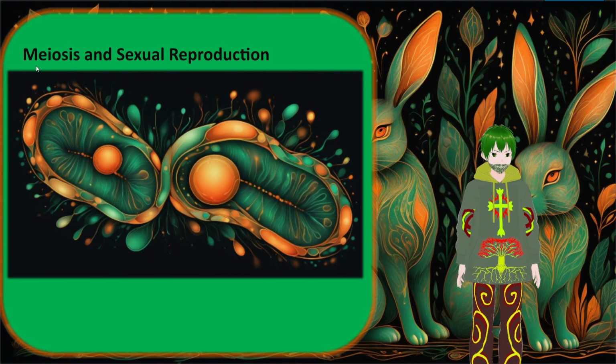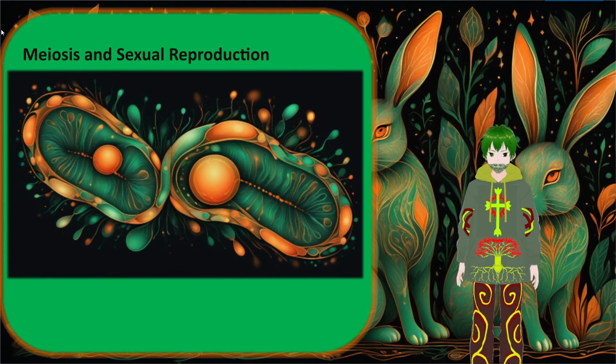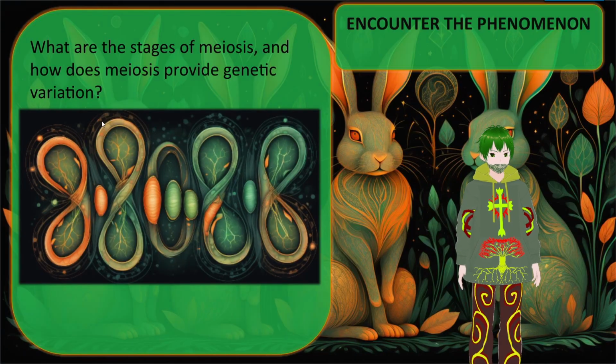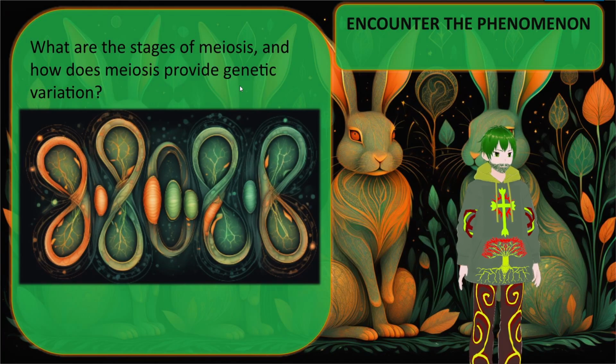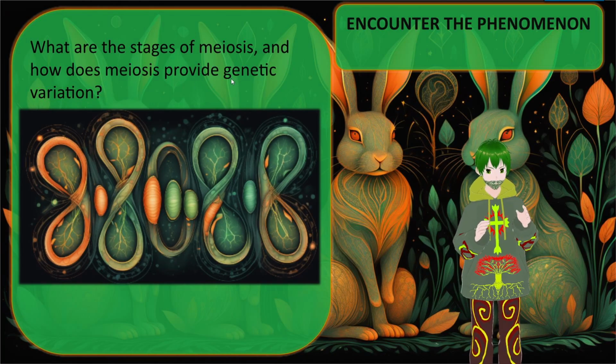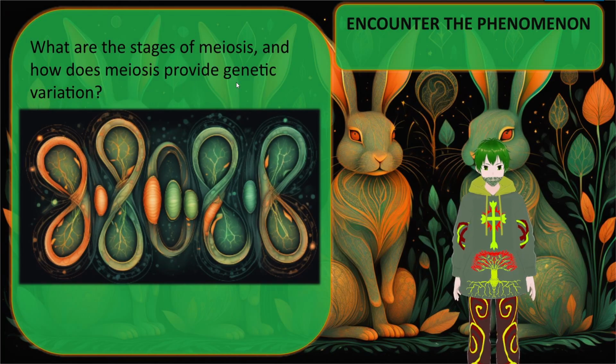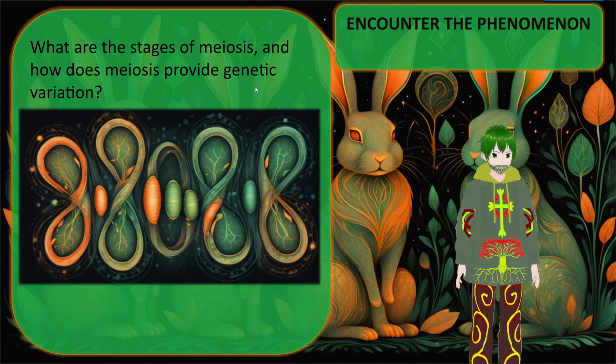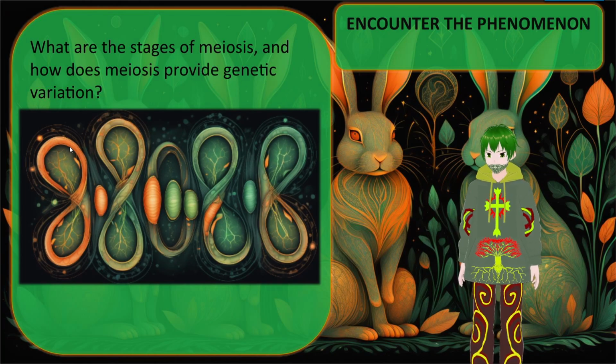And today we're going to look at meiosis and sexual reproduction. Today's focus question is, what are the stages of meiosis and how does meiosis provide genetic variation? Genetic variation. Variation means change or difference. So how does meiosis provide changes and variation in the genetics is what that's asking.